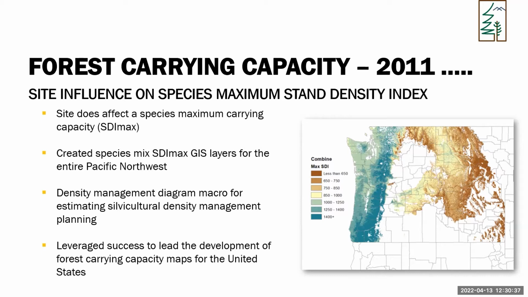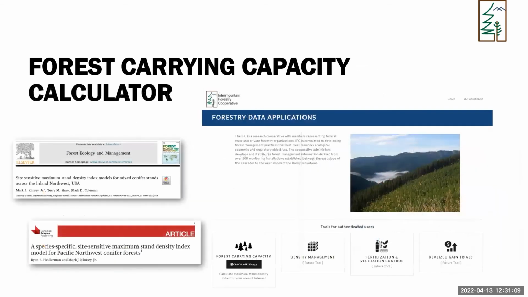We have several papers on that if you're interested in pursuing it further, but essentially we were able to develop these SDI max GIS layers for the entire region, depending on your species mix and depending on your site type. So these are site type driven, with climate factors, topographic factors, and geologic parent material factors. Through that, we've developed a macro that you can then use to target a particular density given the constraints of any particular site. So we're pretty excited about that. And here are those two papers that we published.